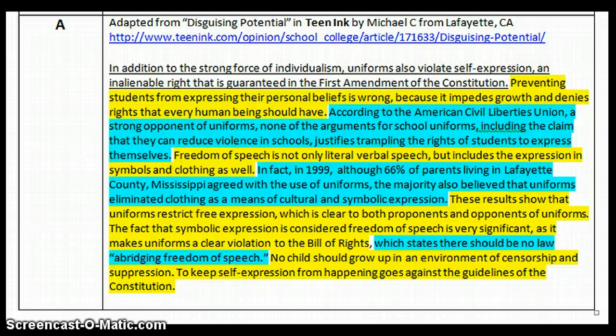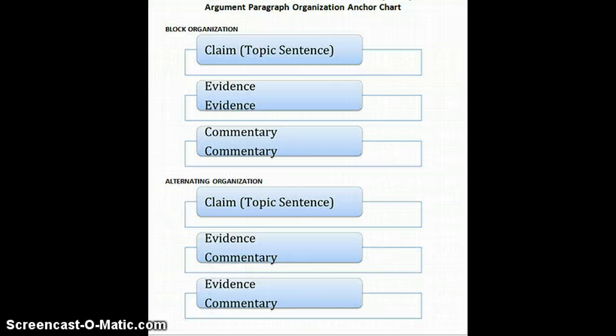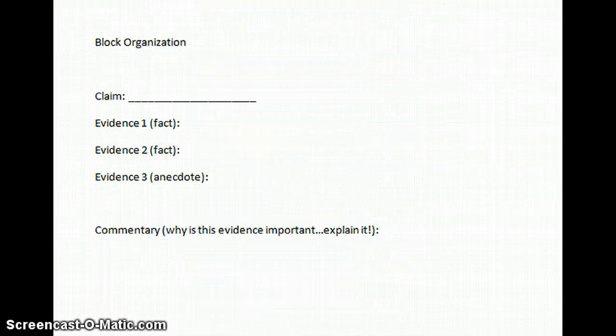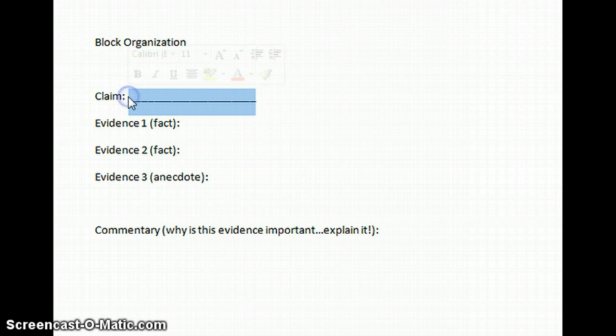So here's what you need to do now, just on a piece of paper. Now you're going to choose which organization style you're going to use for your paragraph. Are you going to do block organization, or are you going to do alternating organization? Here is how they look. And on that piece of paper, I just want you to write exactly what you're going to put in each spot. So your paper will probably look something like this. So if you plan on using block organization, this should be kind of how your paper looks. You're going to write your claim on here, and I'll actually do an example.